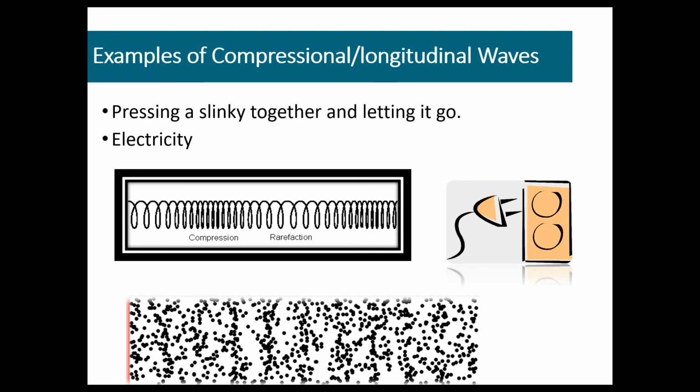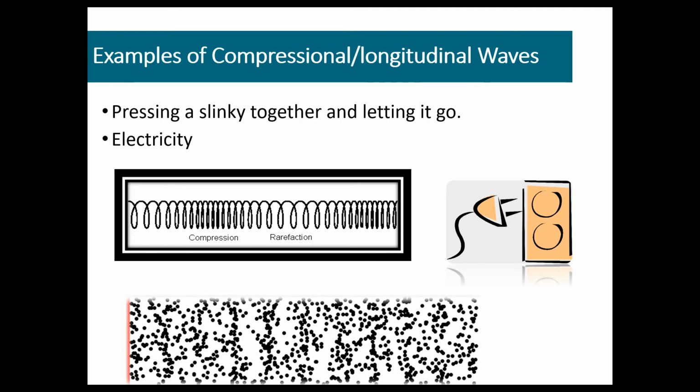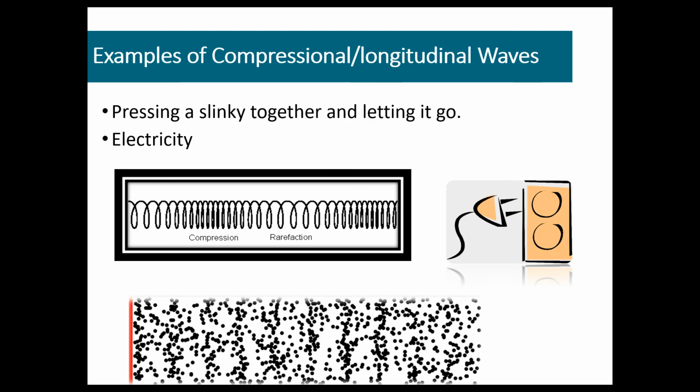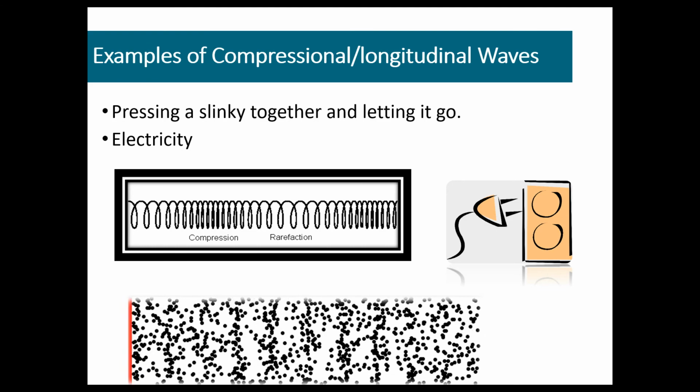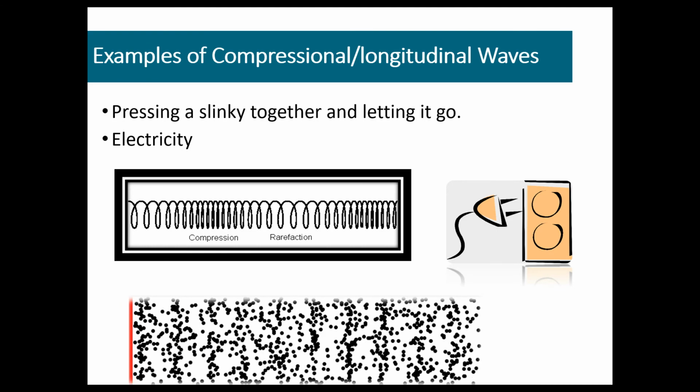You also need to, we're going to talk about different parts of compressional waves and different parts of transverse waves in another lesson. But here you can see in the picture of the slinky, in a compressional wave, the areas that are compressed or kind of squeezed together are called compressions. And then rarefactions are the parts of the wave that are just kind of spaced out or spread out.